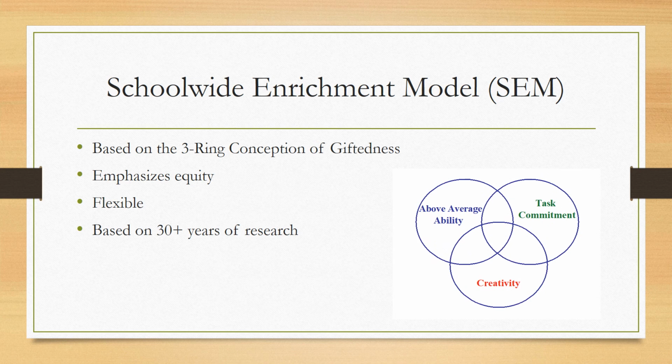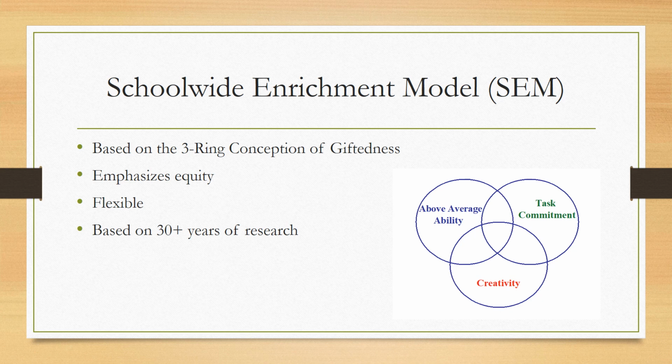So let's begin by exploring one very popular model. That's called the Schoolwide Enrichment model, or SEM for short. This came out of researchers at the University of Connecticut, and it has 40 years of research behind it. Like all good models, it begins by asking who do we consider to be gifted?